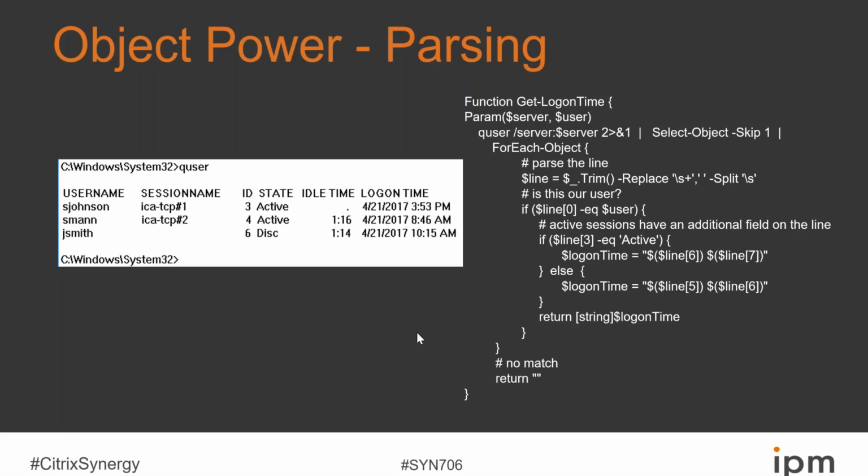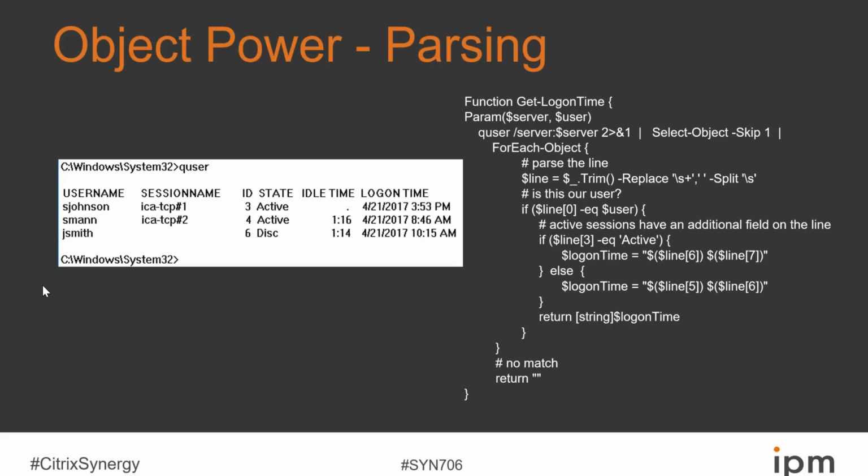Now, I'm not expecting you to understand all the code that you see on the right-hand side, but I just wanted to show you what code you would need to get a particular user's logon time. So let's say I wanted to find out when the first user, Stephanie Johnson, logged on. This is the code I would need to use. I need to parse each of the lines of output of QUser into individual words, then check to see if I'm looking at Stephanie Johnson's particular session, and then parse to get her logon time.